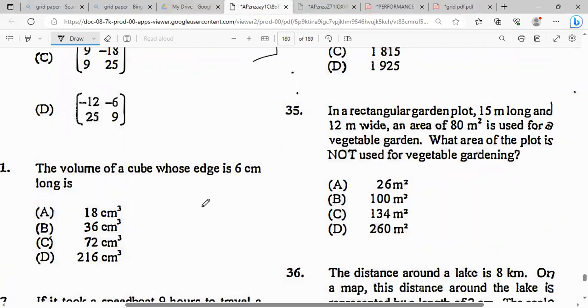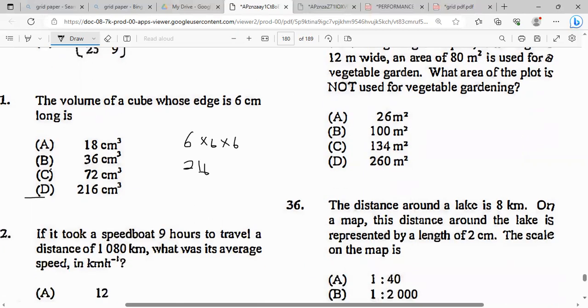All right, the volume of a cube whose edge is 6 centimeters long is, so we know that to find the volume is the area of the base times the height, but all of it is 6. So that should give you 216 cm cubed. 6 times 6 is 36, 6 times 36, 216.